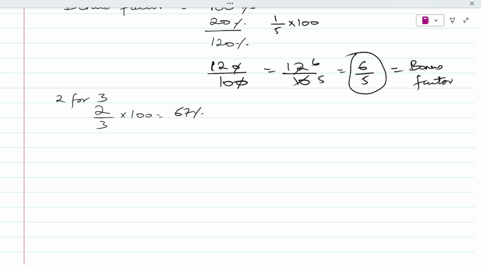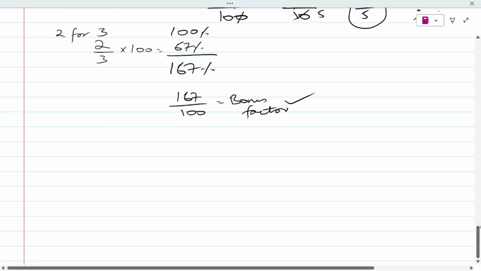So 67% is your bonus issue percentage. Before that, whatever number of shares I had in issue, I don't care what the amount is, because it's always going to be 100%. So that means a total of 167%. And if I convert this into a non-percentage amount, it's going to be 167 over 100, right? And then you can just simplify that. So it's going to be your bonus factor. See? All right. Similarly, let's take another fraction.